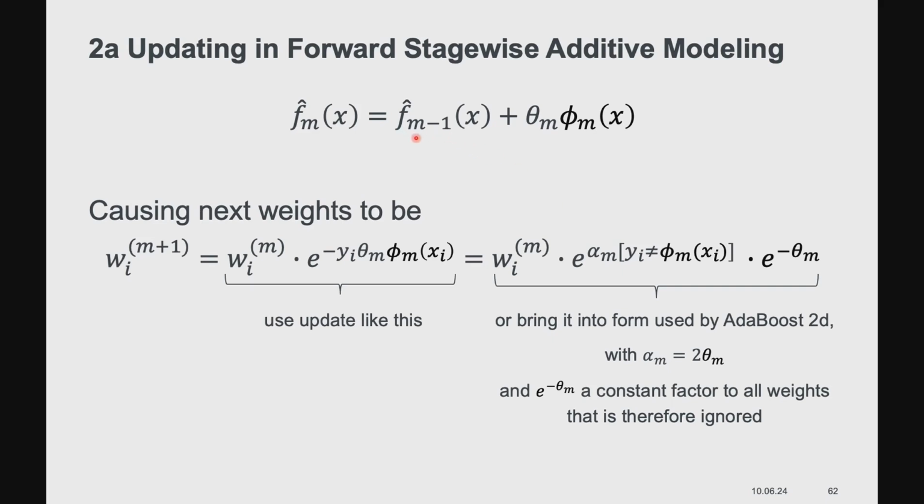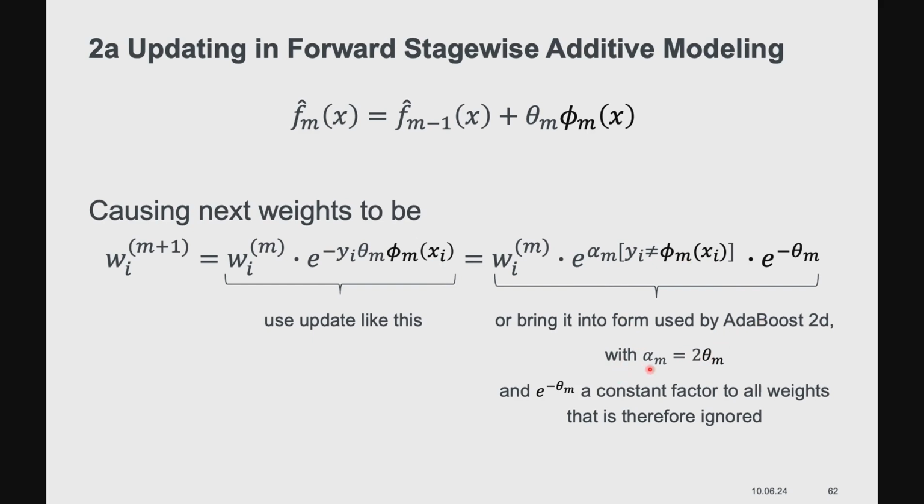So we have, iteratively, our previous model. Now we add a new base function with a certain weighting scheme, and this weight comes from the logarithm of the odds of the error rate. And we do the update. We have at one step a certain weight. Now we do this update like this. And we can also, instead of writing it like this, bring it into this form where we check whether the prediction is the same as the prediction by the base function.